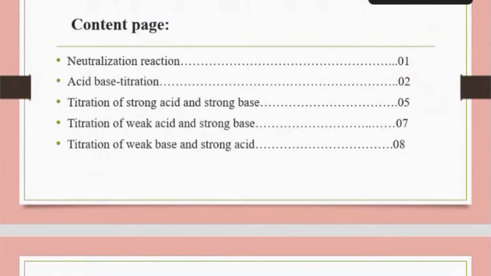First of all, I will discuss neutralization reaction. What is a neutralization reaction? A neutralization reaction is a reaction in which an acid and a base in an aqueous solution react to produce a salt and water. In this reaction, the reactants are the acid and base, and the products are the salt and water.